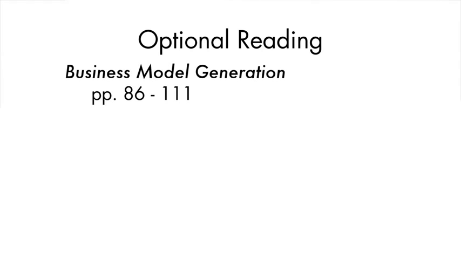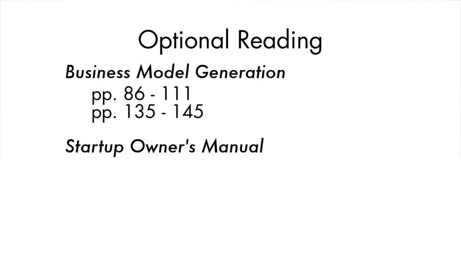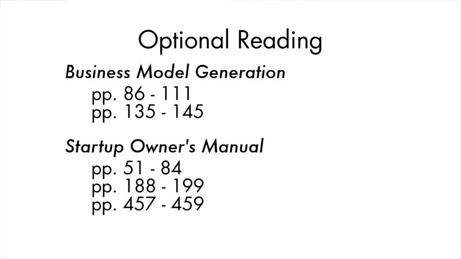So now that we've had an overview of the business model canvas and customer development, there's some optional reading for the next lecture. Take a look at Business Model Generation, pages 86 through 111, and pages 135 to 145. And in the Startup Owner's Manual, take a look at pages 51 to 84 about market size, and then take a look at pages 188 to 199 and pages 457 to 459. Also take a look at the links below on 4 additional readings that don't require any of the textbooks.